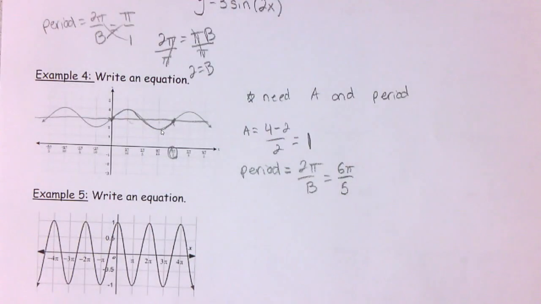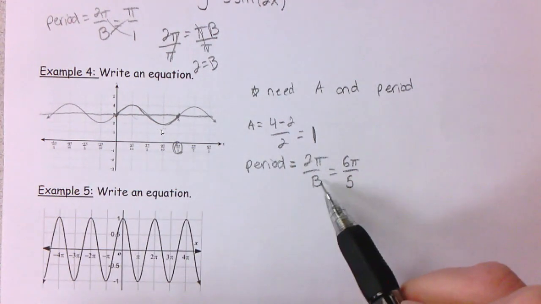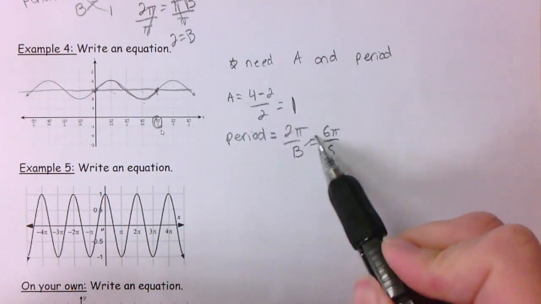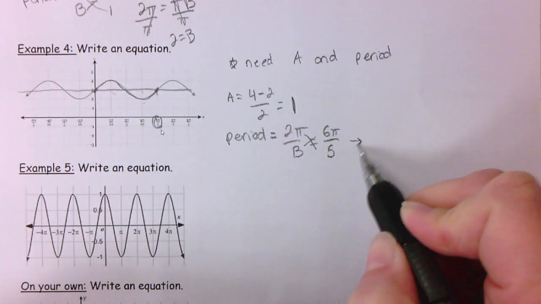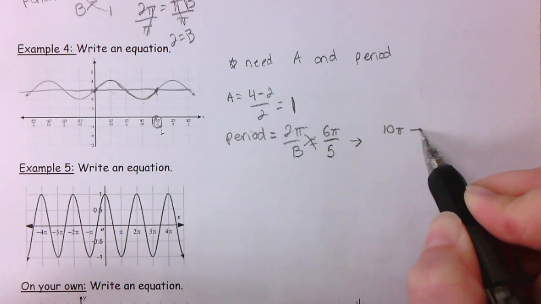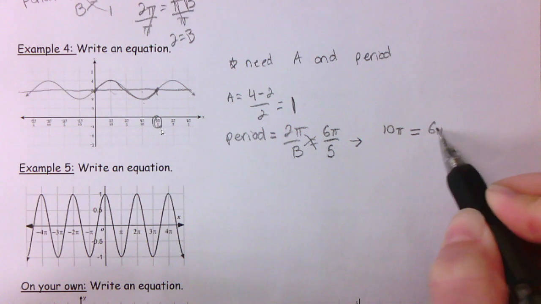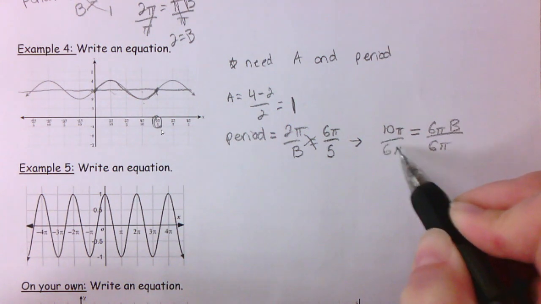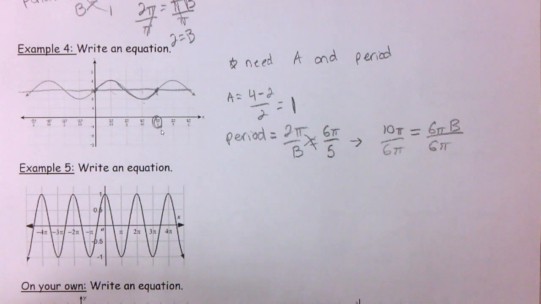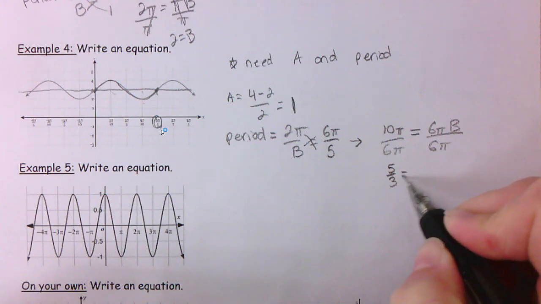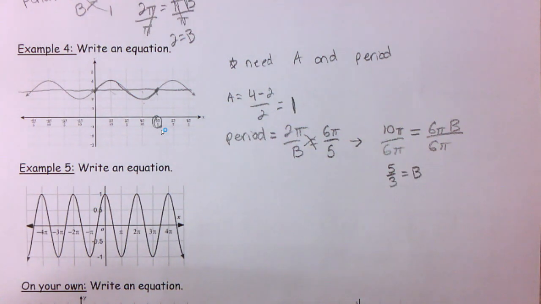So that's already a fraction. So remember, I need b to plug it into my formula. So I have to solve for b. So I can cross multiply. So this gets me 10 pi equals 6 pi b. So divide by 6 pi. And then 10 over 6 reduces to 5/3 is what b is.